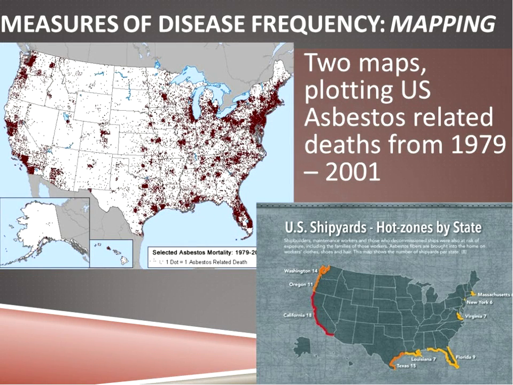Other maps of measuring disease frequency, we can see mapping of the United States by the density of asbestos-related deaths from 1979 to 2001. And when you superimpose this with a shipyard map and the number of asbestos-related shipyards, you can see that it lines up pretty well and makes sense with the rest of the mapping of the United States, because asbestos was so widely used and is still part of many Navy vessels that are out there.